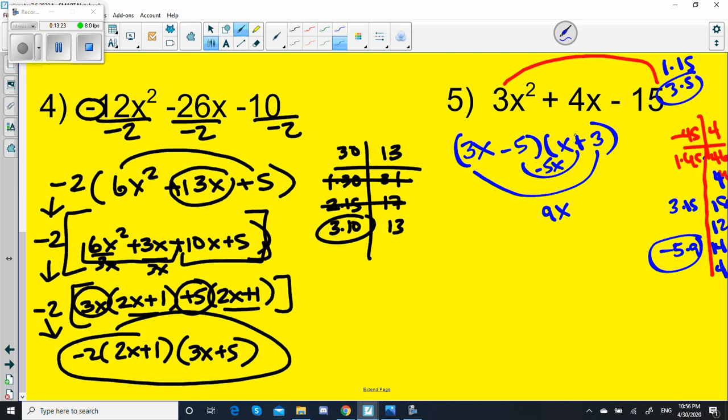And that's going to be a plus. Let's see if it works. -5 times x is -5x. That's true. 3x times positive 3 is 9x. That's true. This is the factored form that we're looking for.